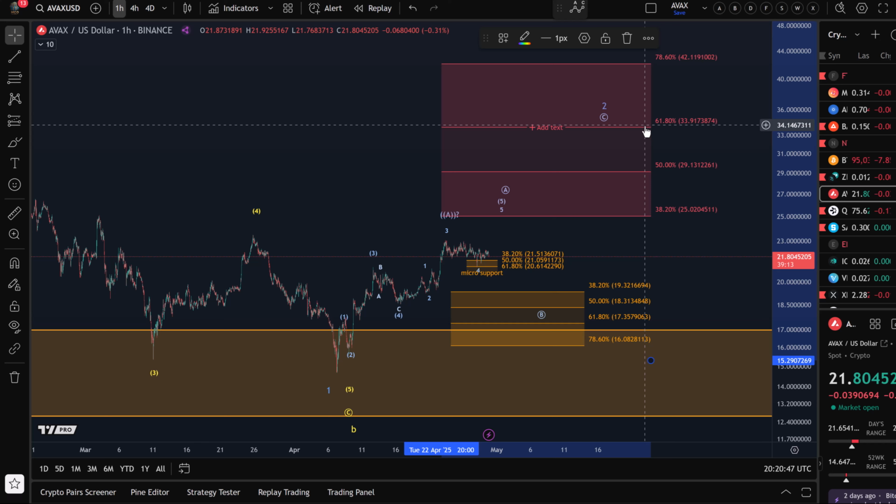But that's the update about AVAX at the moment, which means in the very short term, there could be one more high. Okay, if not, then we will pay attention to this Fibonacci support here between $16 and $19.30, from where the price could attempt to start wave C to the upside.